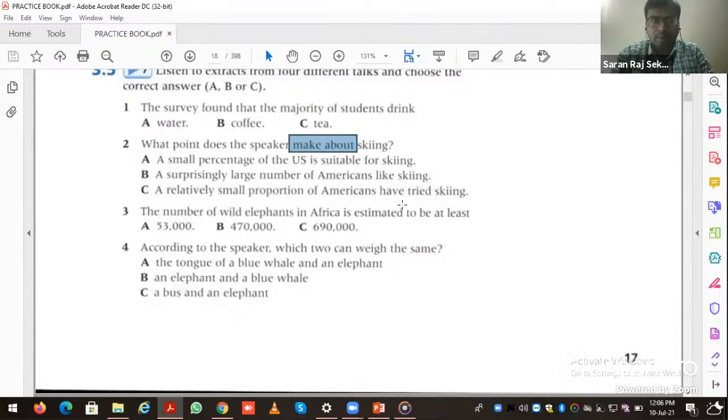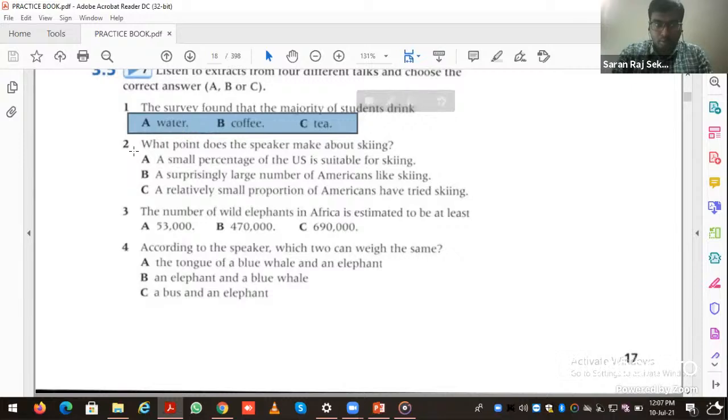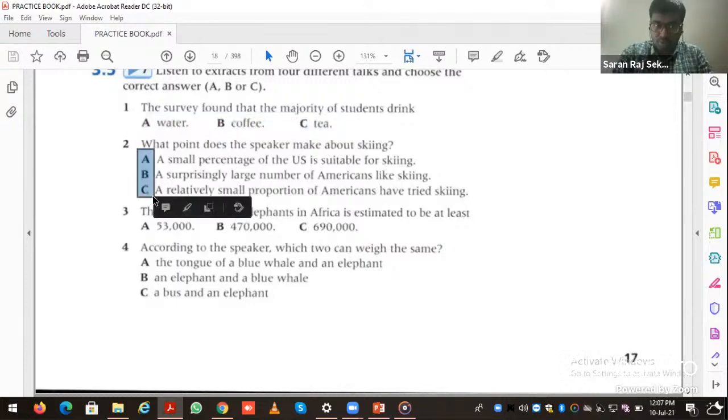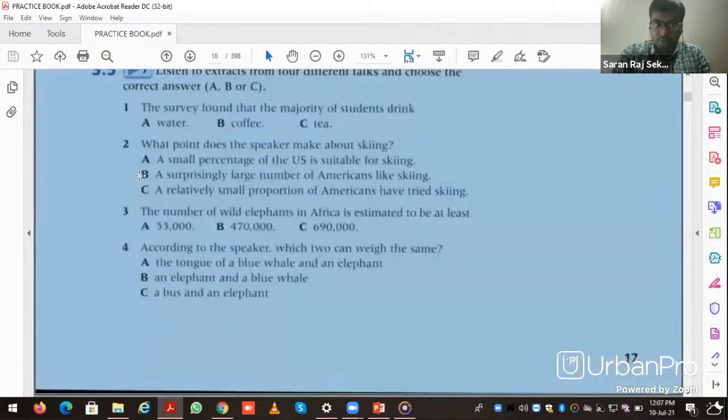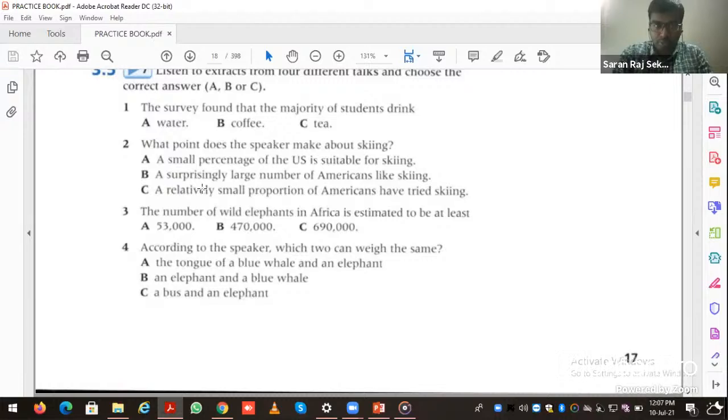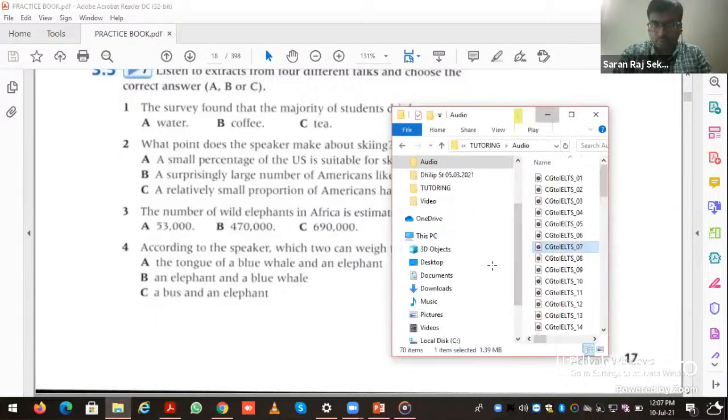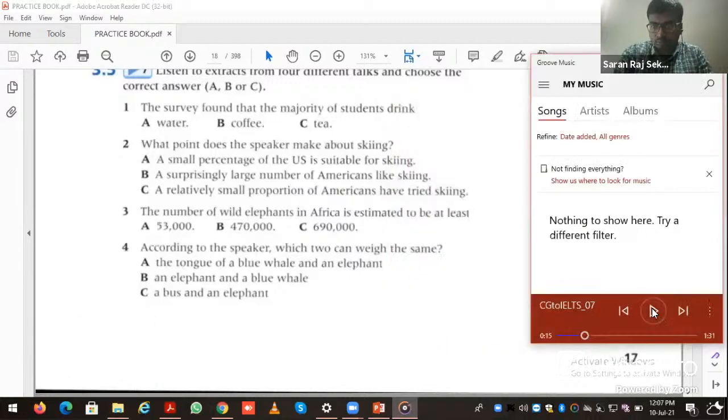And remember one thing: if you look at the first question, they have mentioned all the options in the audio. But when it comes to multiple choice, sometimes they may not mention all the three options. They may go with one or two options, or even just one option. So you have to listen to the audio carefully. So now let's listen to this one. I'm playing the second question.